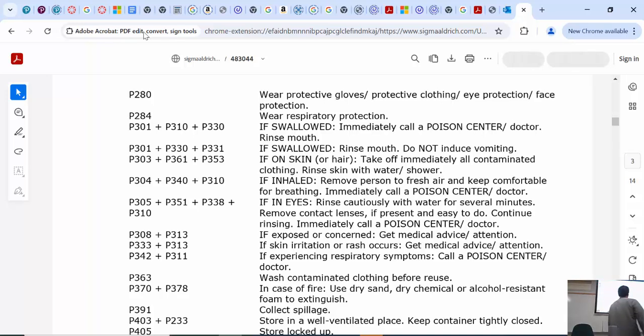If swallowed, immediately call a poison center, doctor, rinse mouth. Sometimes some things you want to drink milk, some things you want to drink water. Other things you take other precautions. So if swallowed, rinse mouth. Do not induce vomiting. If on skin or hair, take off immediately all contaminated clothing. Rinse skin with water, shower. We have a shower over here in the corner. So if you get a lot on yourself, you want to go here and immediately take off your contaminated clothing, and take a shower.